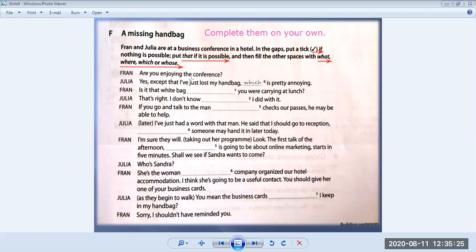For example, here, are you enjoying the conference? Yes, except that I have lost my handbag, which is pretty annoying. So here, is that the white handbag you were carrying at lunch? Now here, you're going to use "that," or just leave it as it is. Is it correct? Or else you're going to write "that" or something else. You're going to fill the rest in such a way, okay?